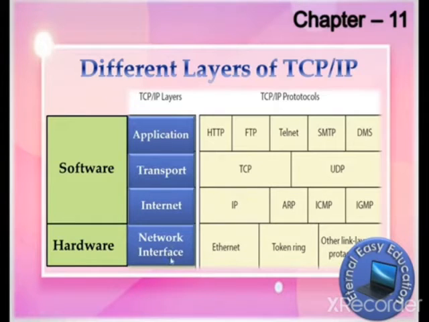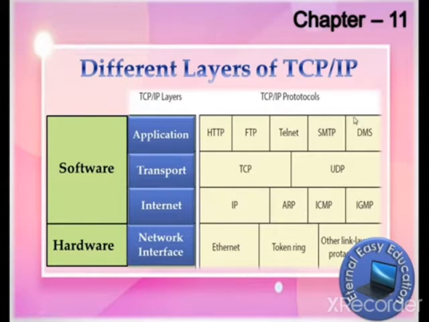Okay, 4 types, 4 layers in TCP/IP. Next one is the network interface, which is a hardware type. All the other 3, internet, transport and application, are software type. What is the difference between hardware and software? Hardware means it's a physical component.